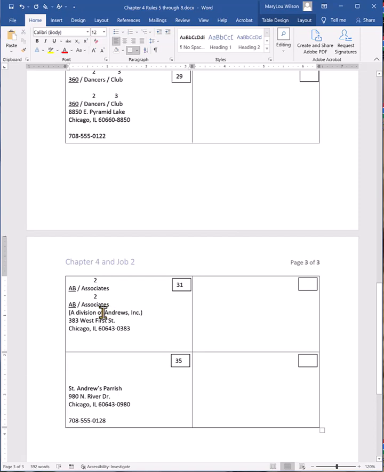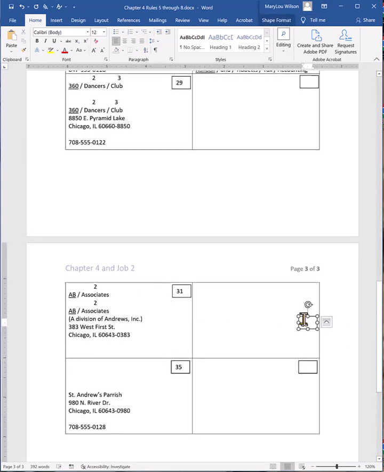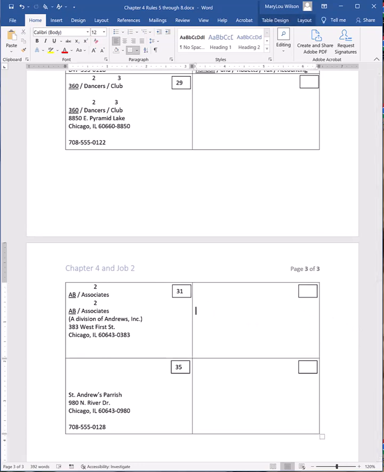But now let's do a cross-reference of Andrews Inc. You're not going to cross-reference "a division of." That's not part of the name. It's explanatory. It explains the relationship between Andrews Inc. and AB Associates. All you're going to cross-reference is Andrews Inc. So I'm going to start here, and the name is going to be Andrews, drop all punctuation, Inc. Andrews becomes my key unit, and then unit 2 is Inc.